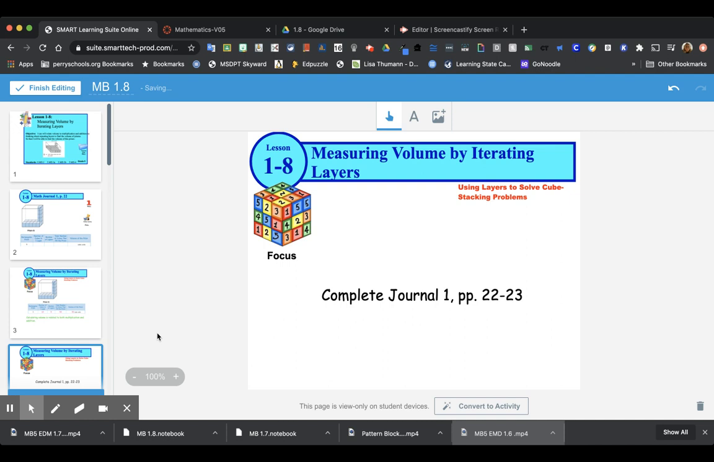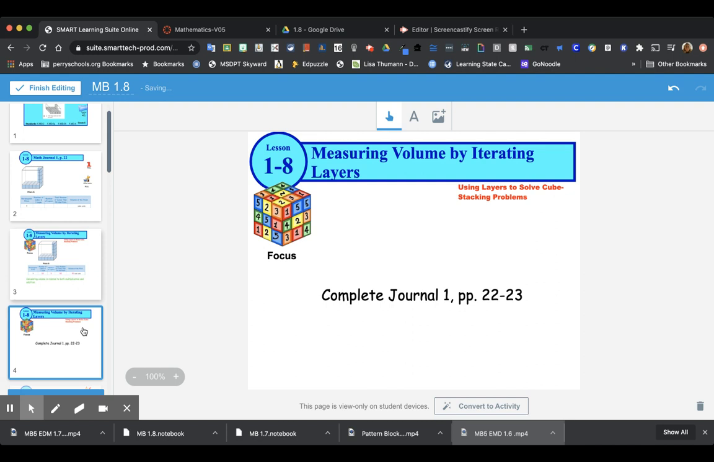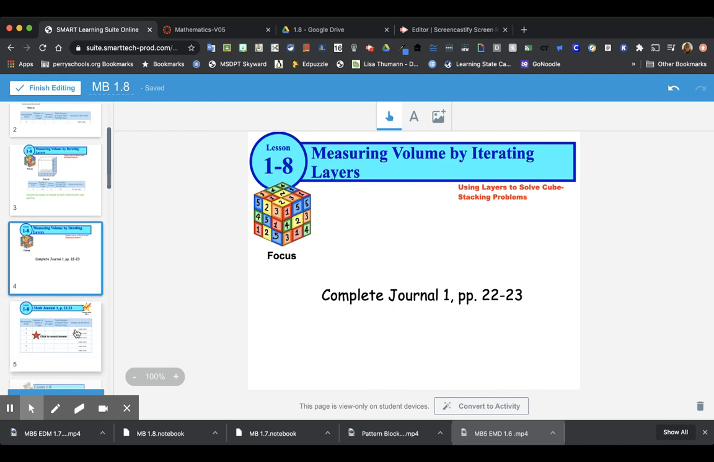Your job now is to turn to pages 22 and 23. If you're not there, complete both of those pages, then come back and check your work with me.